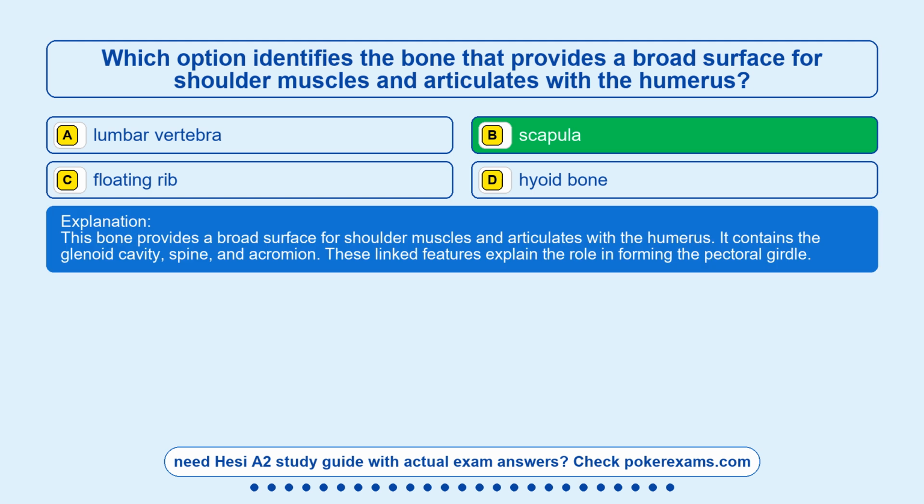This bone provides a broad surface for shoulder muscles and articulates with the humerus. It contains the glenoid cavity, spine, and acromion. These linked features explain the role in forming the pectoral girdle.